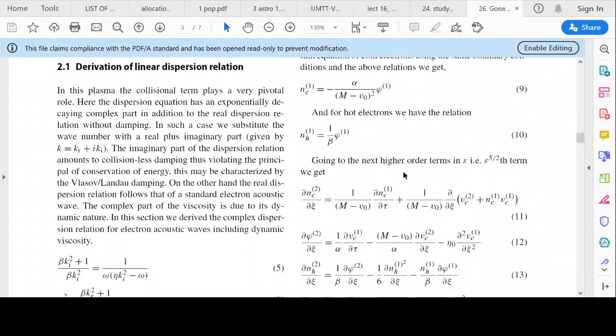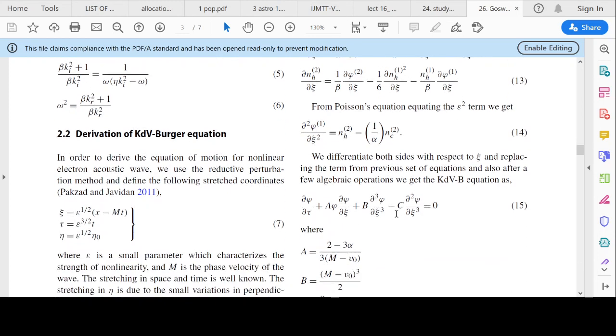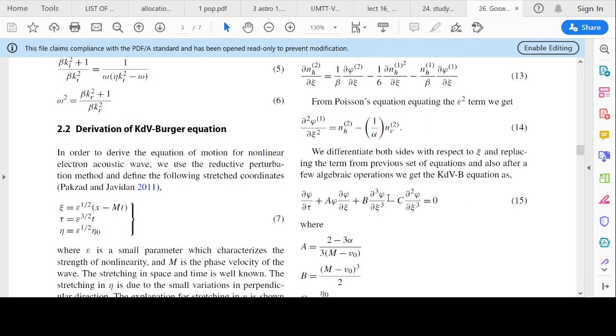So what happened, they have taken it, and what do you suggest? Will we get a KdV Burgers equation? Yes, we'll get a KdV Burgers equation. You see, this is the Burgers term, and if it is only Burgers equation, then this dispersive term, the B term, won't be there. Okay, it will be absent.